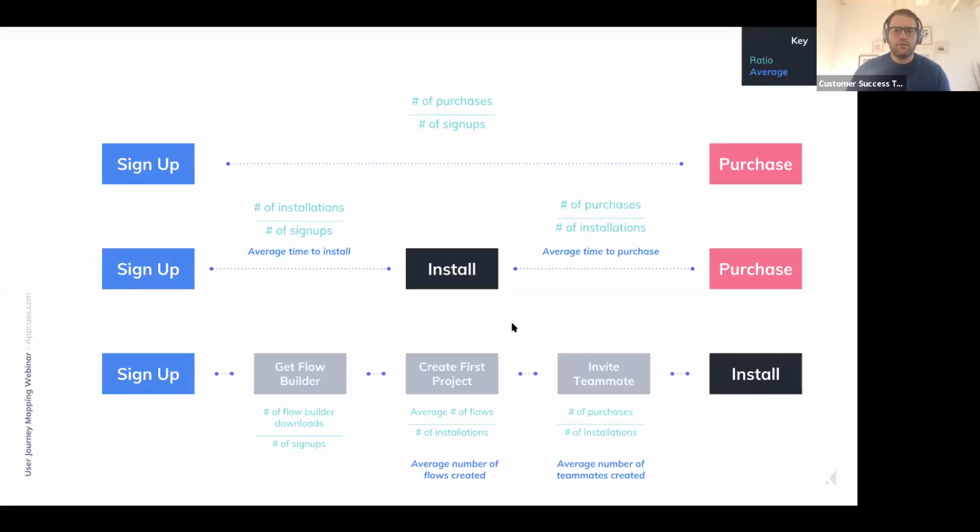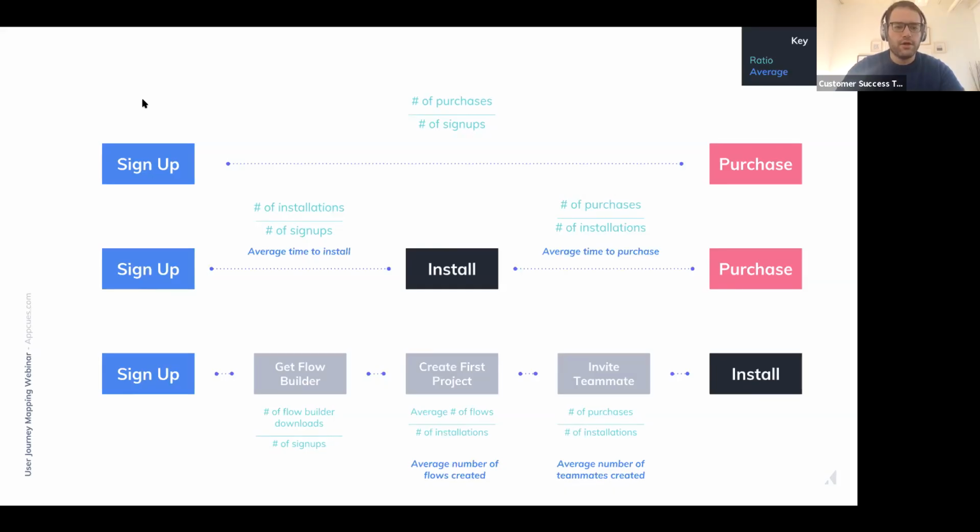So I put metrics of the different overarching steps. At the top is a ratio, and I usually like to have a ratio and then an average. So for example, for sign up to purchase, there's obviously the conversion rate: the number of people who purchase over the number of people who sign up. That's the North Star metric of this exercise, increasing that ratio.